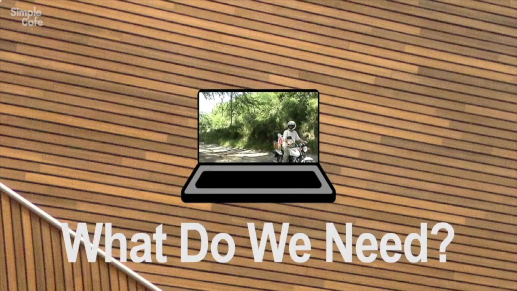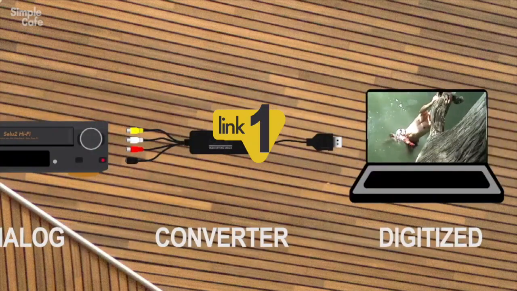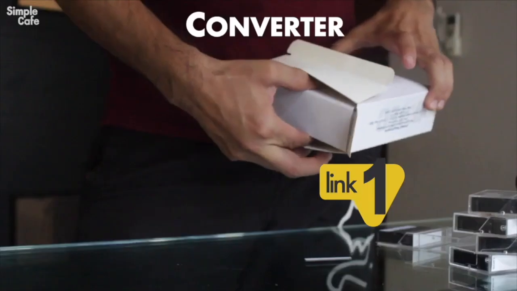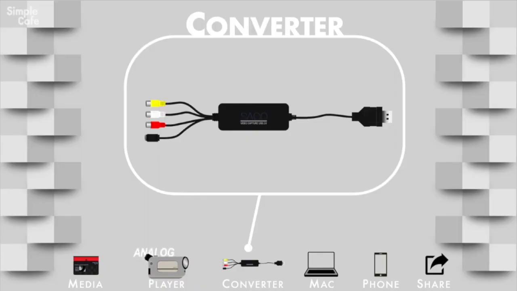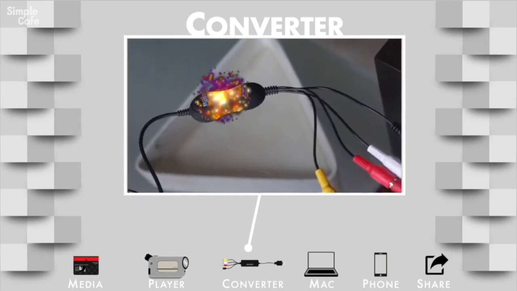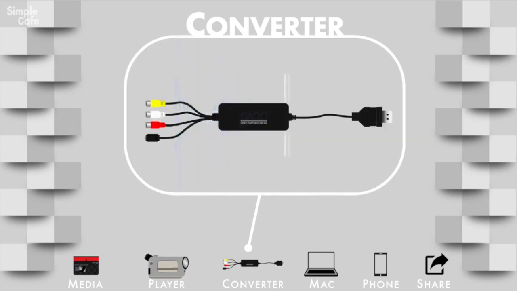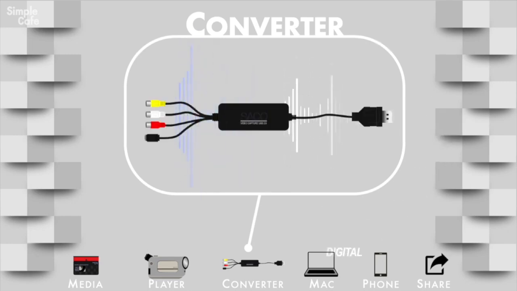So, what you're gonna need is one of these to get your tapes into your computer. This is a converter and you can find it in the description for Amazon or right here. It's this simple. The tape's audio and video signals are coming in here as analog signals, and the key is that they will be changed to digital signals, which can be transferred through a USB cable right into your computer.